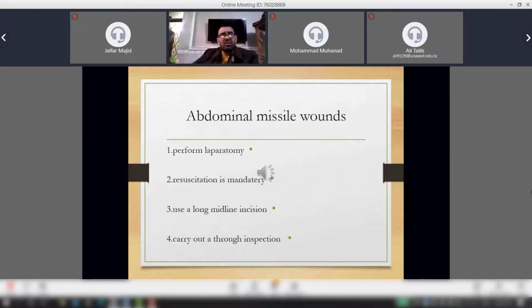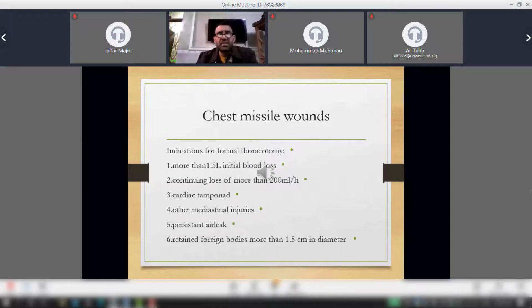A review of the abdomen. Rapid review: perform laparotomy. Resuscitation is mandatory. Use a long midline incision. Carry out a thorough inspection to see any injury. We may do thoracotomy if there is more than 1.5 liters of initial blood loss, or continued loss of more than 200 ml per hour.